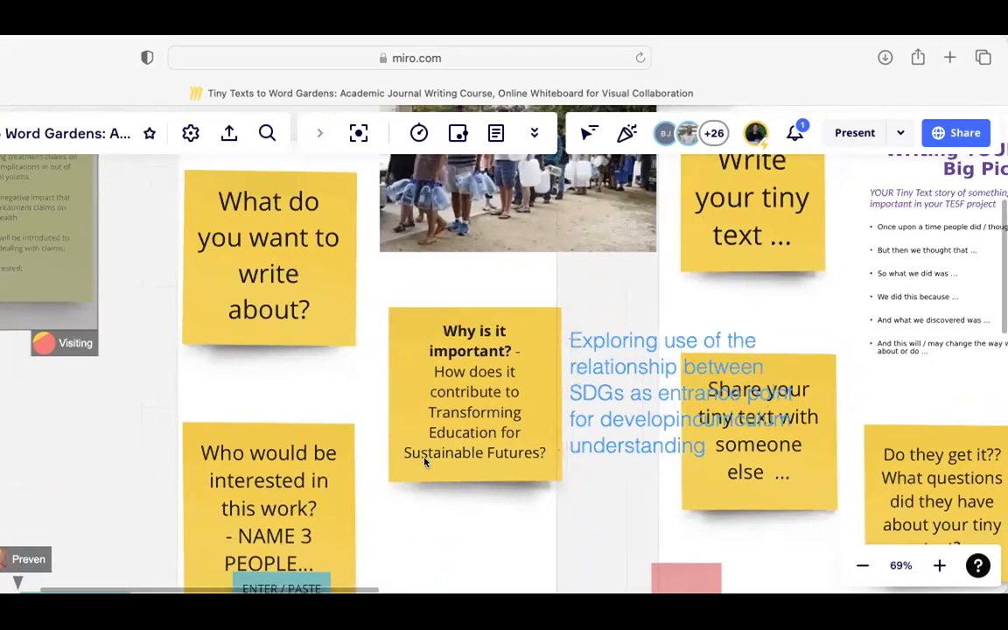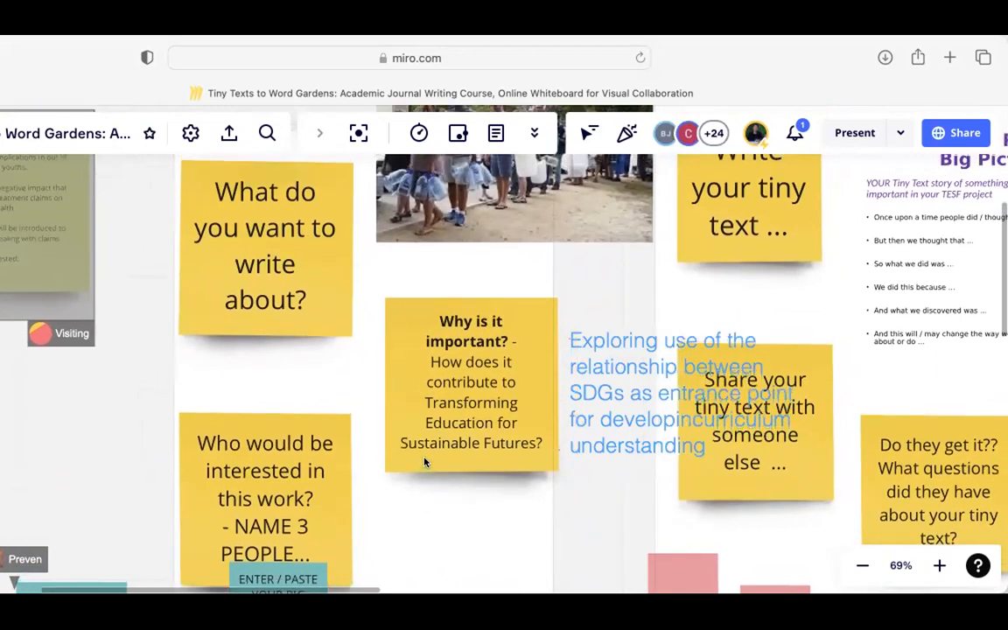So the people that I think would likely be interested in this work: lecturers, which are my colleagues, students themselves who are emerging entrepreneurs, as well as university management.